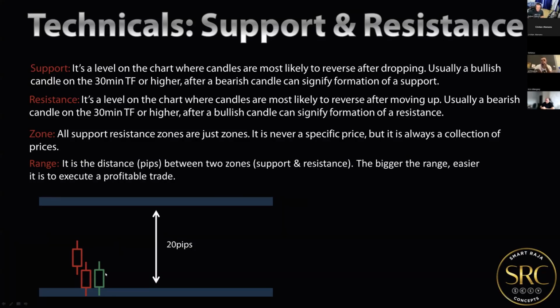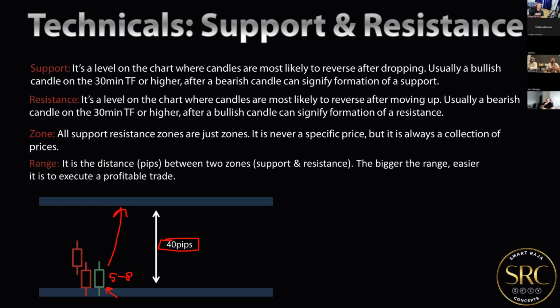This is a bad range to trade, because at the same time, this candle is, let's say, 5 to 8 pips. So this is less than a 20 pip range now for price to move up. But let's say if this is a 40 pip range, then it's a very good range to trade, right? So your range has to be good too.